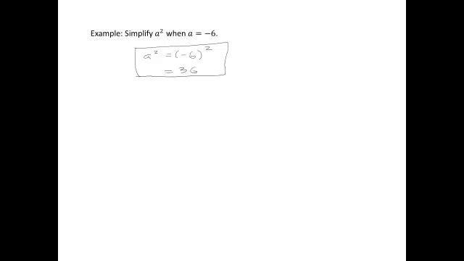Notice what happens if we were to try to write this without the parentheses. Remember that the exponent applies to the object immediately to the left, and so this would have ended up being negative 36 and would have been wrong.